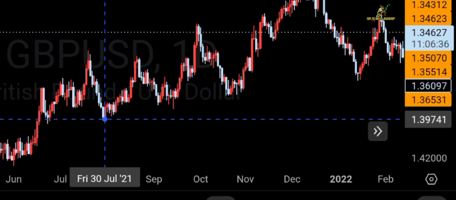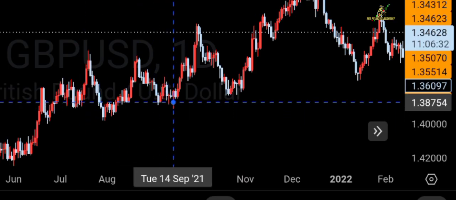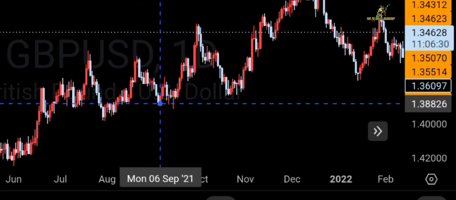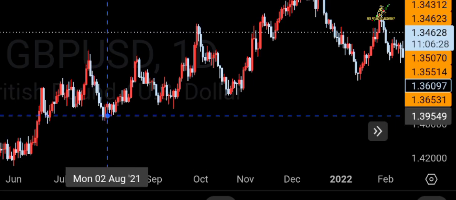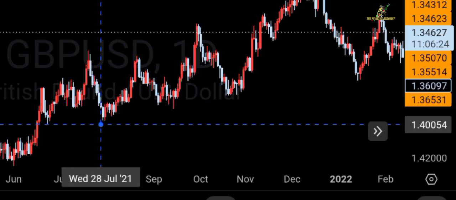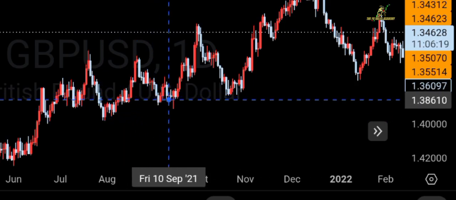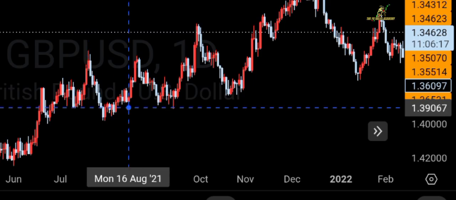So now this is a low we have here. This is for the uptrend part. This is a low we have here, and this one is a higher high because it's higher than this one. This is a higher low. This one is another higher low again because it's higher than this one.